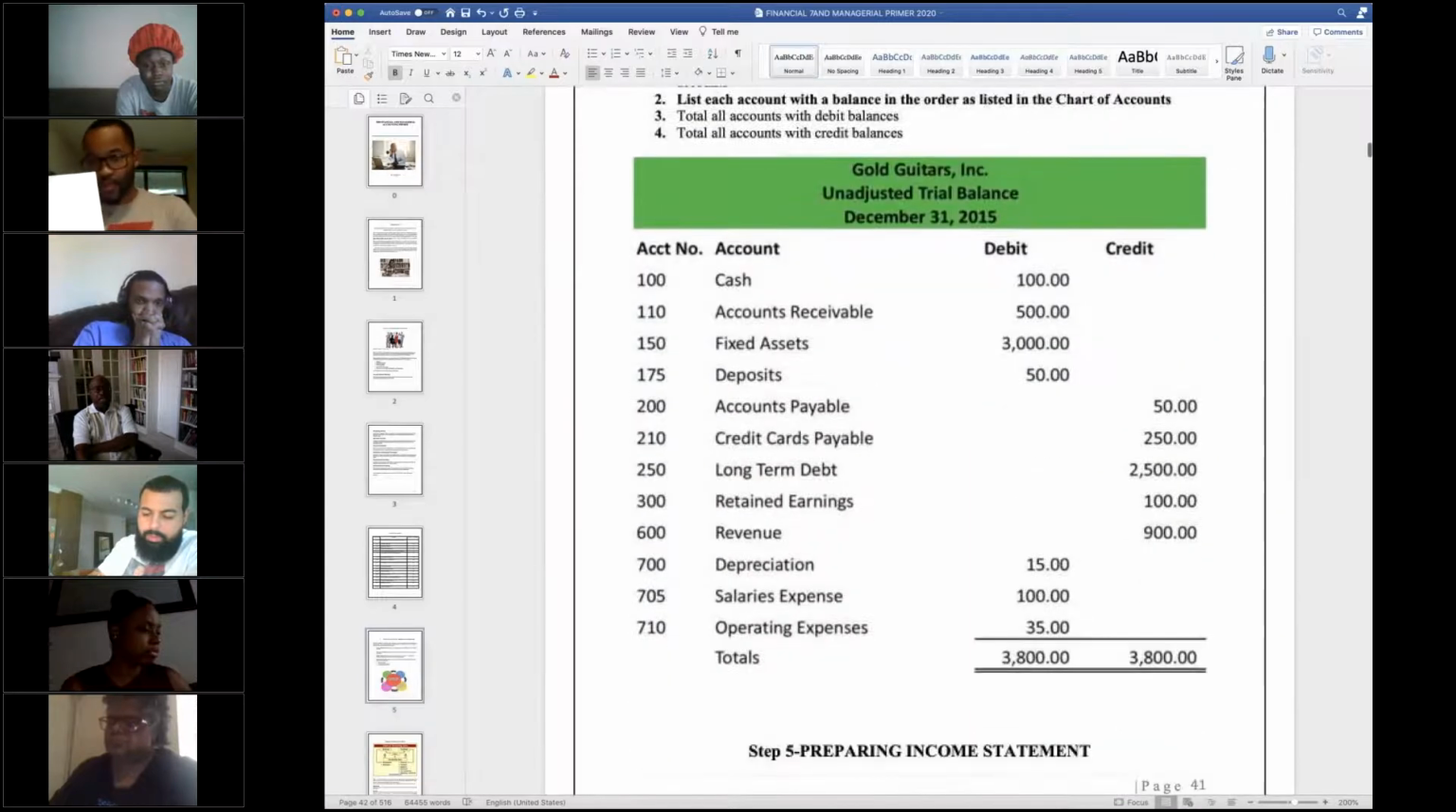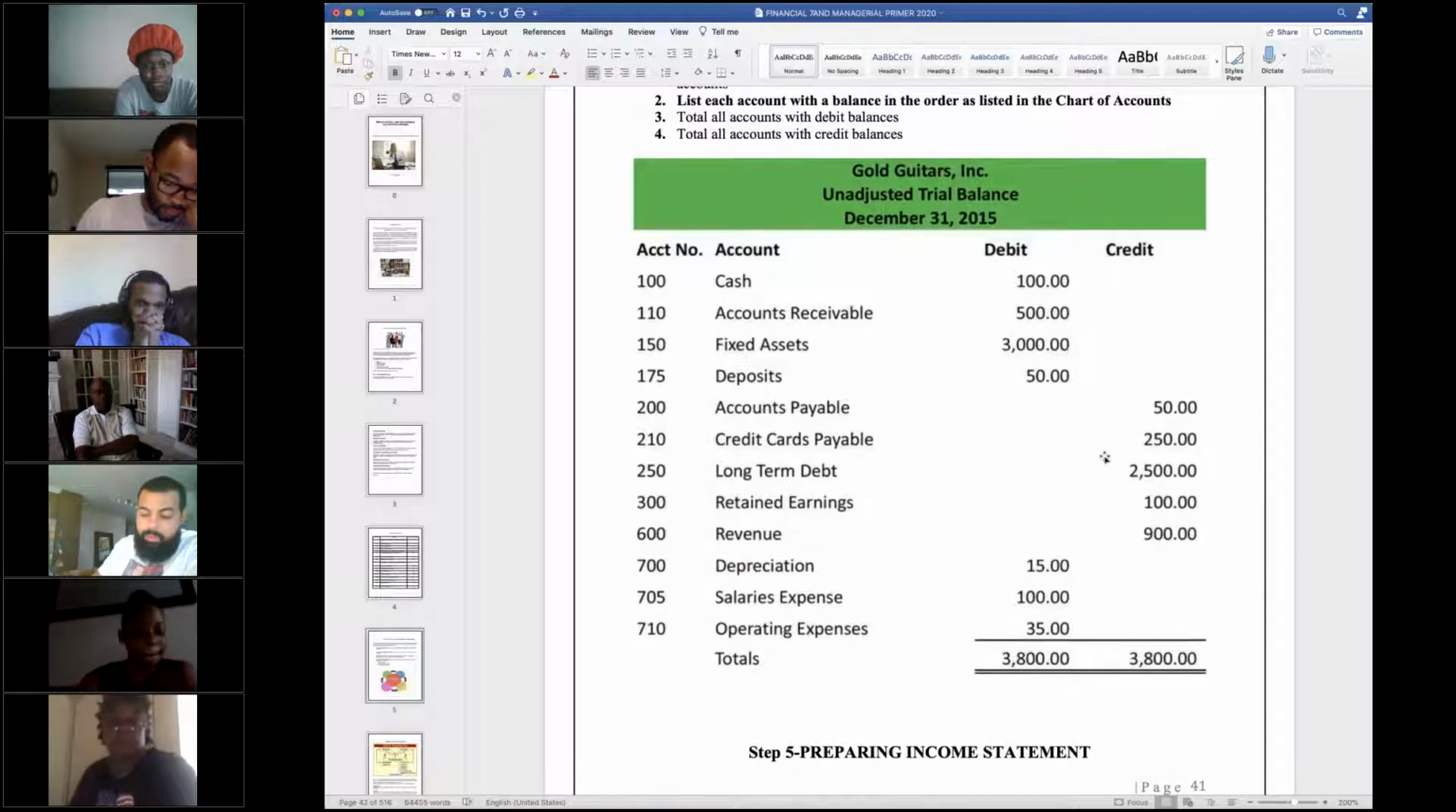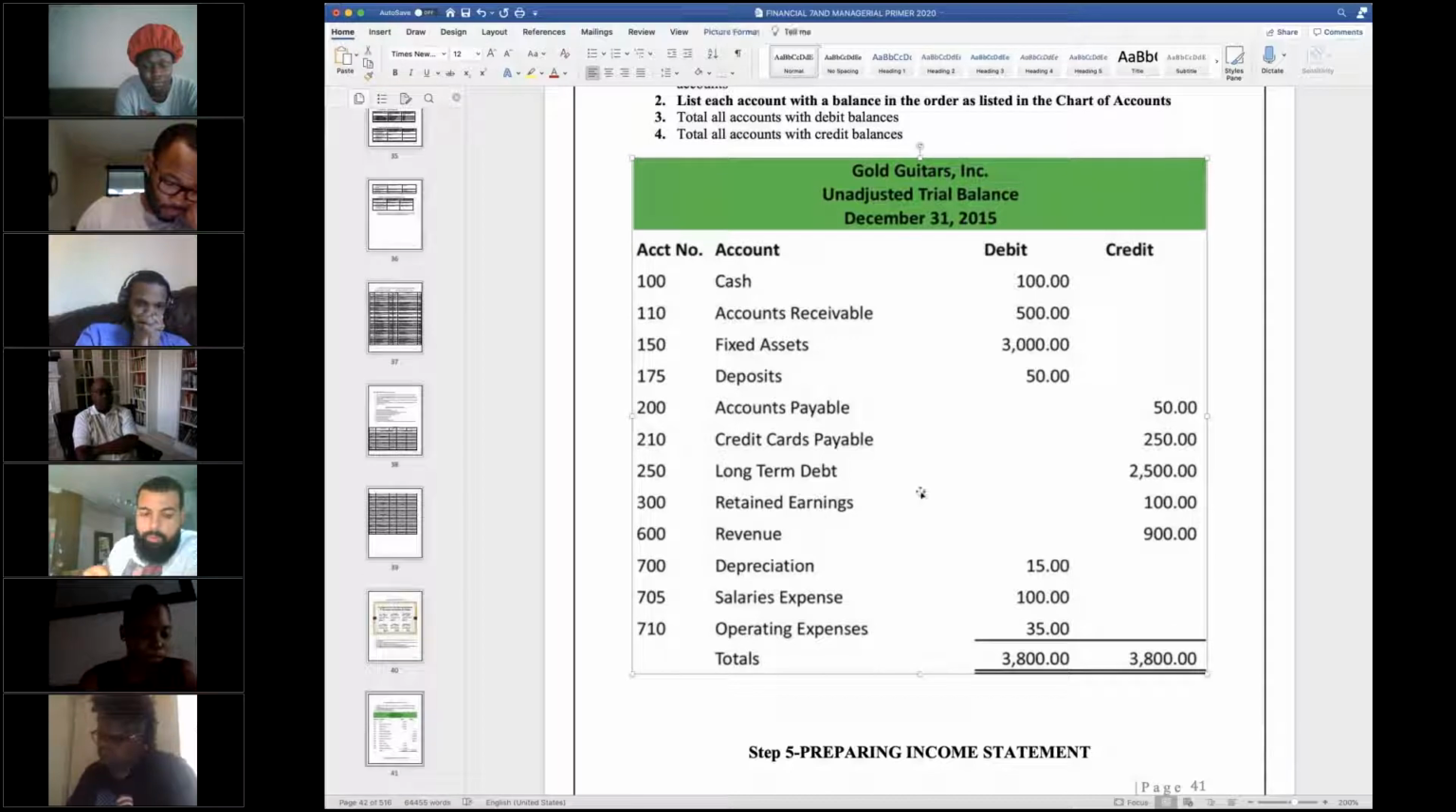Then you prepare a trial balance where you list all the accounts. This is where I want the new students to get to: they do a certain number of journal entries, post them to the ledger, and then get a trial balance. Once we get a trial balance, if we want to prepare an income statement, what would we do? We draw a line under retained earnings.